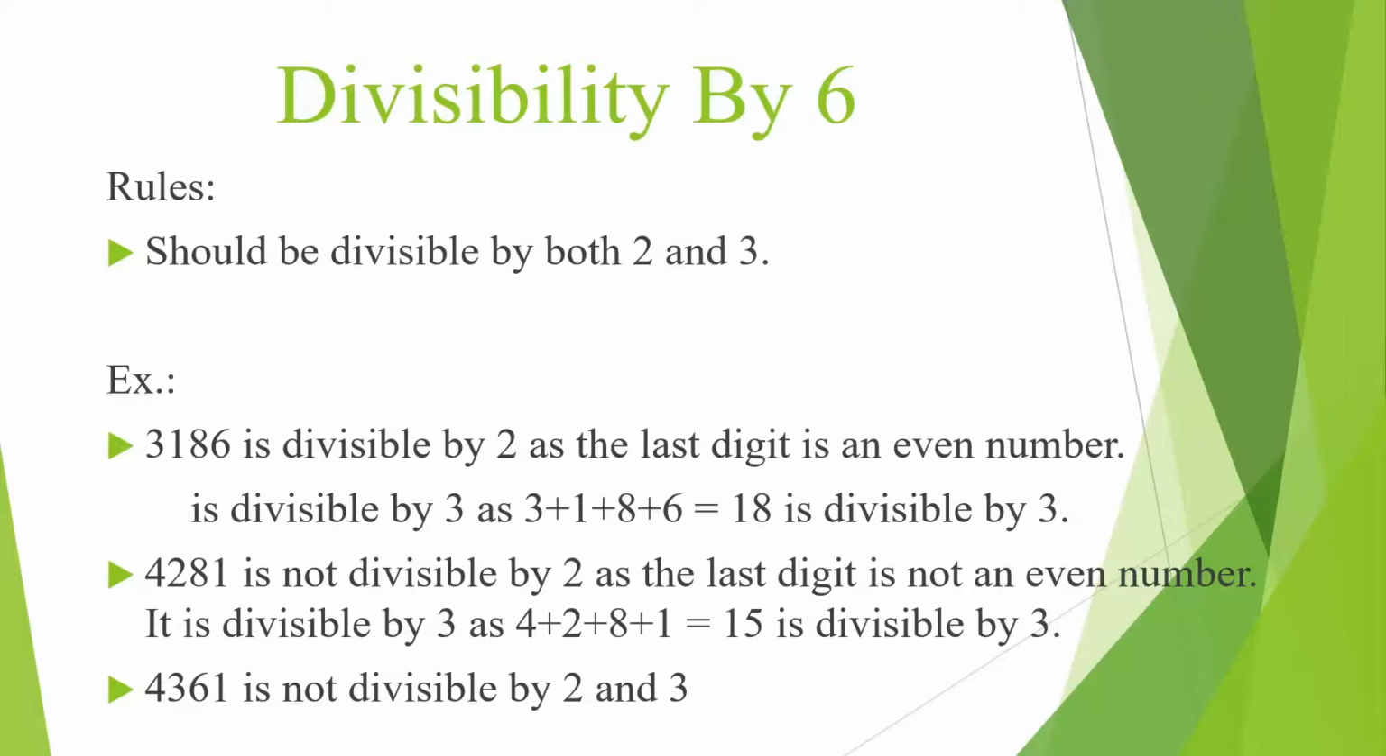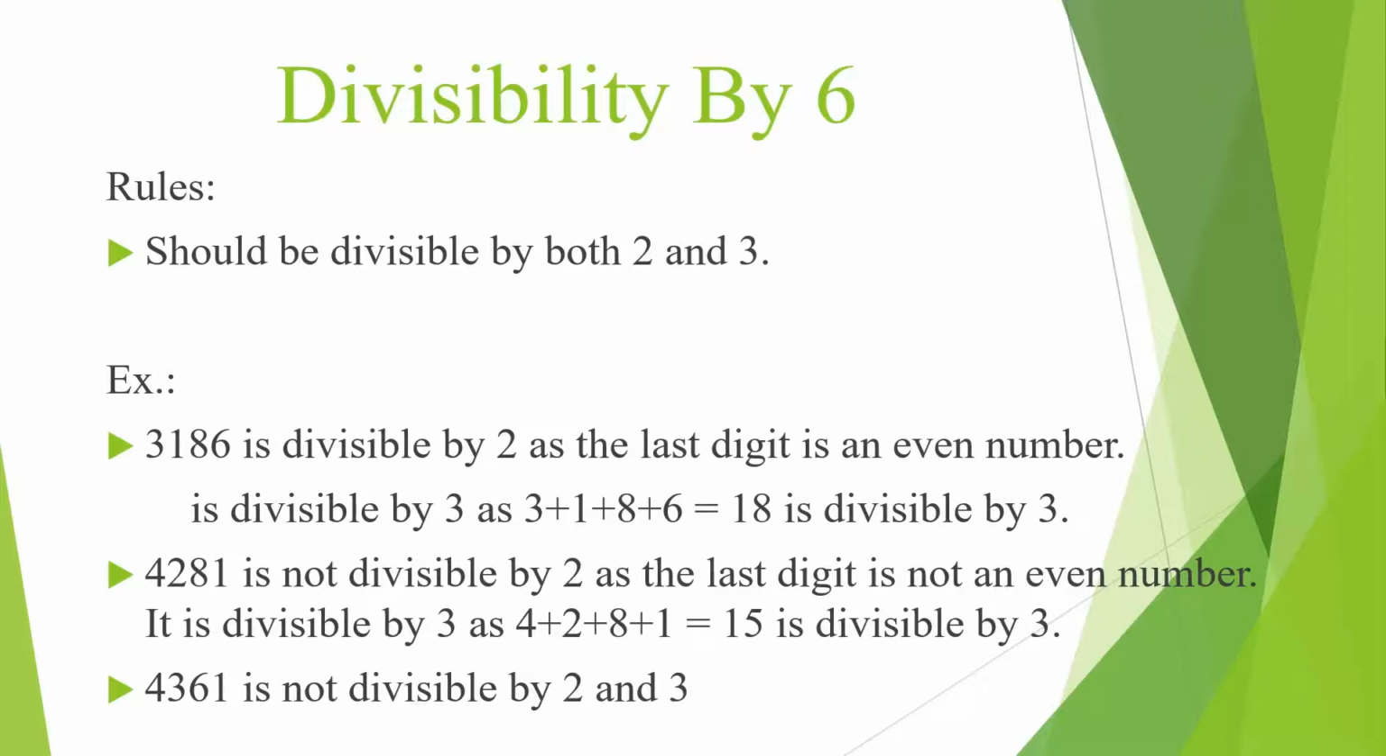Let us consider another example, 4281. This is not divisible by 2 as the last digit is not an even number. It is 1, an odd number, so it is not divisible by 2. But it is divisible by 3, as 4 plus 2 plus 8 plus 1 is equal to 15, which is divisible by 3. As it is not divisible by 2, this 4281 is not divisible by 6. Actually, it has to be divisible by both 2 and 3. If it is not divisible by any one of them, 2 or 3, then it is not divisible by 6.